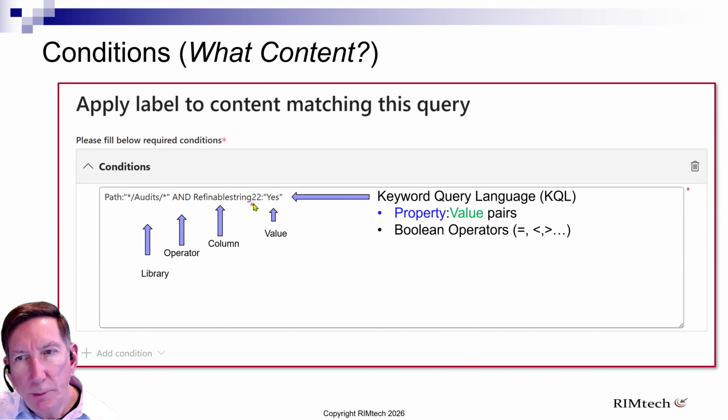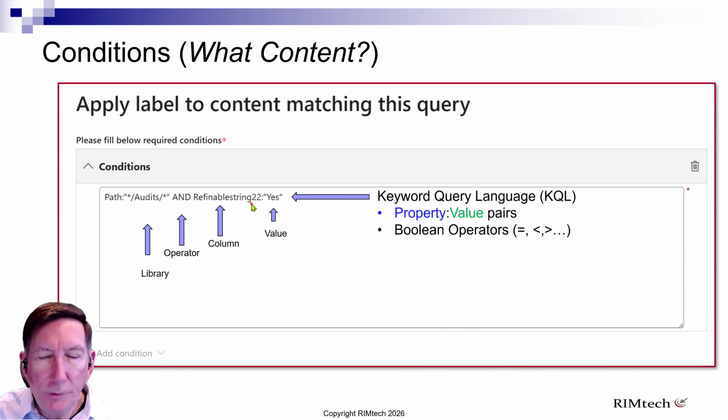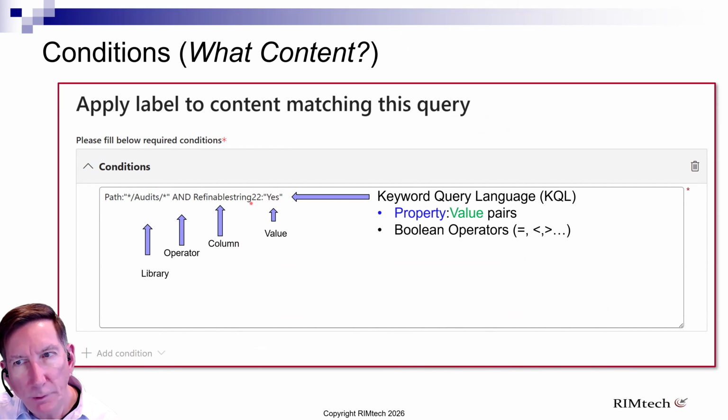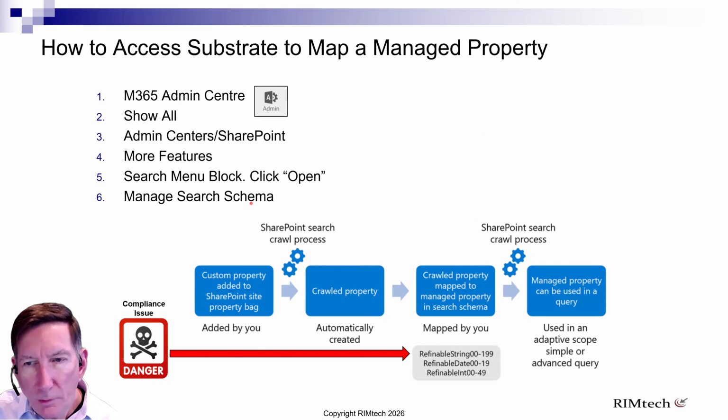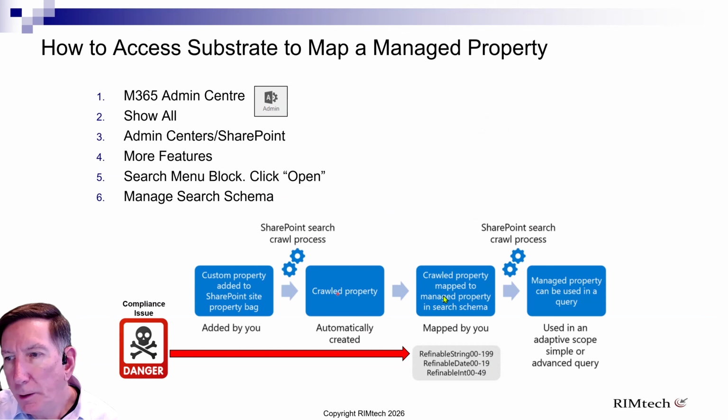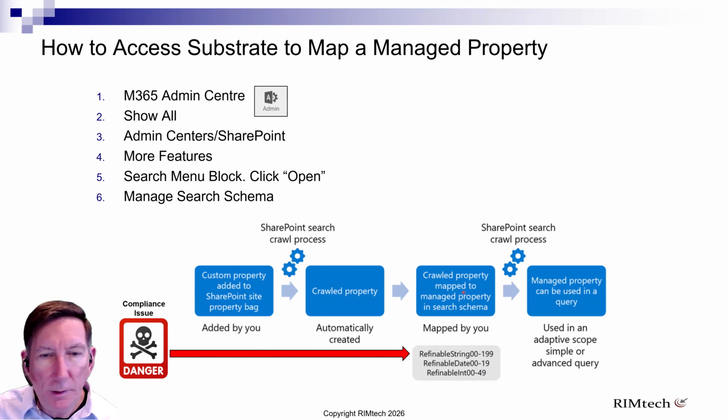So you have to build a refinable string that refers or points to the actual column that you're interested in, which in this case is final report, okay? How do you do that? Well, first you got to go down to the substrate. It takes 6 steps to navigate down to the substrate. Think of it like the basement of Purview. But when you're down there, you're going to see all the properties of all Microsoft's products. You have to navigate your way around and find final report. And then you have to map it to a refinable string, which you can subsequently use in the condition.